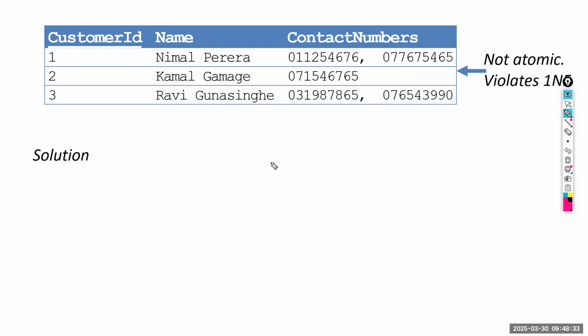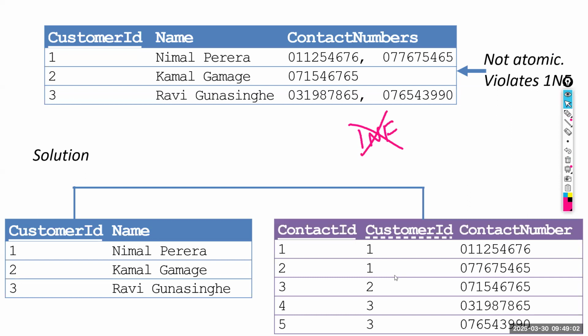Let's fix it. Customer ID, name, contact numbers. You can see multiple contact numbers, or the possibility of multiple values. So that means this is not in first normal form. So you need to take this to a different table and create a one-to-many relationship. So what is the solution? You take this column from this table and create another table, like maybe you can call it customer contact numbers or whatever.